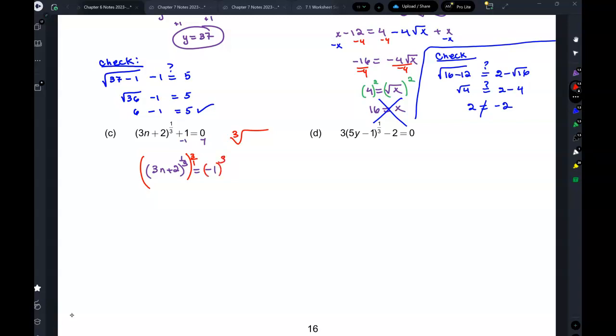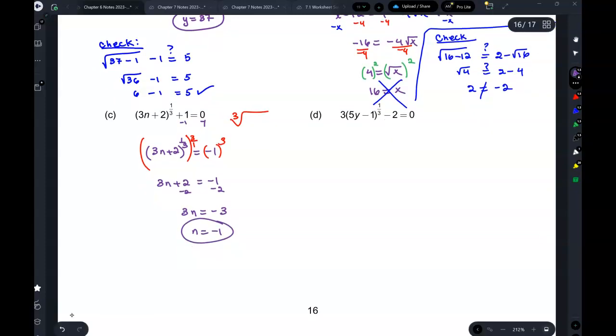Okay. So here I get 3n plus 2 equal to, how much do I get on the right side? Negative 1. Okay, minus 2, 3n equal to negative 3. N is equal to negative 1.